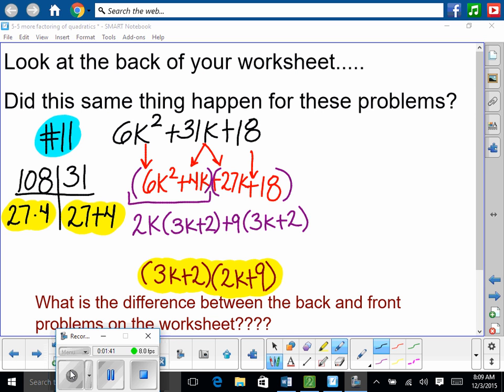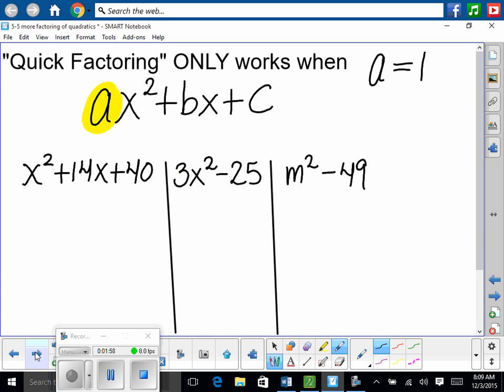I'm going to ask again. What is the difference between the front page and the back page, guys? Yeah, you only have 1 A value. So you're saying A was 1 on the whole front page, and on the back page, the A value wasn't 1. Okay, very good. So hopefully you guys are seeing a connection here.